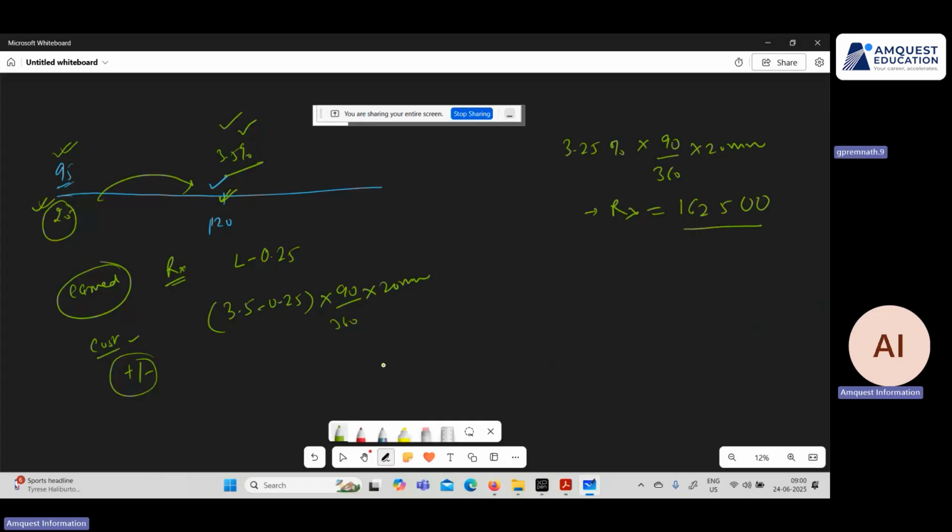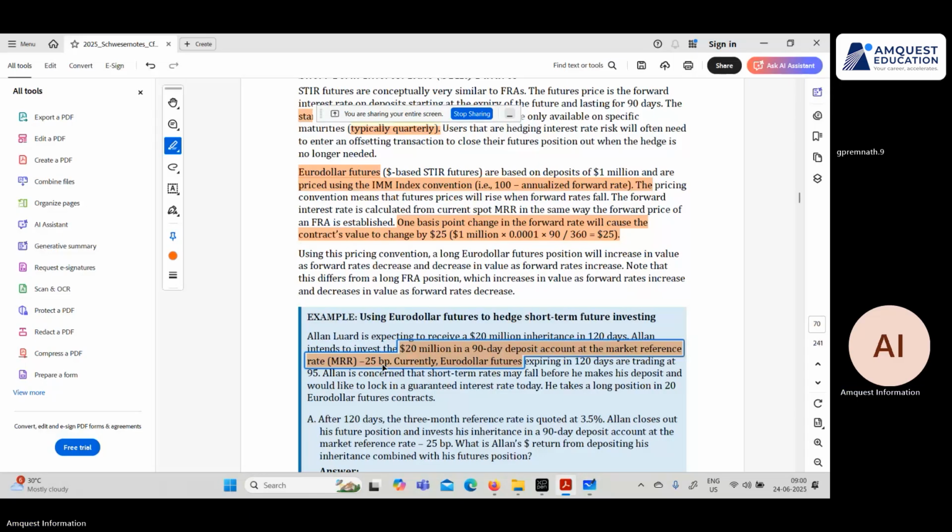Now this overall deposit, or the amount that he is going to receive at the end, might increase or decrease depending upon how the futures have performed, because what we have calculated so far is without anything. Now let's see. The question says that currently the euro dollar futures are trading at 95. So basically, he takes a long position in 20 contracts.